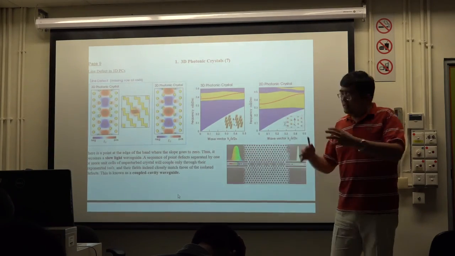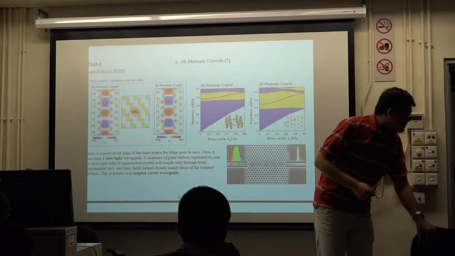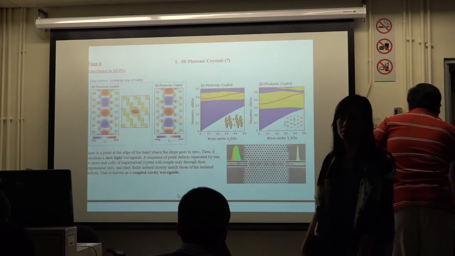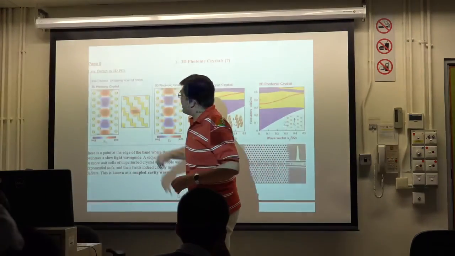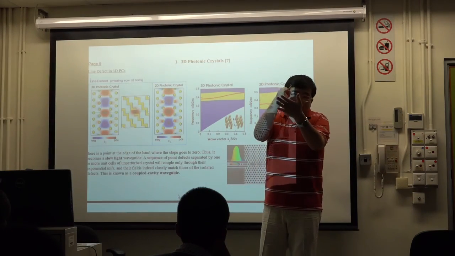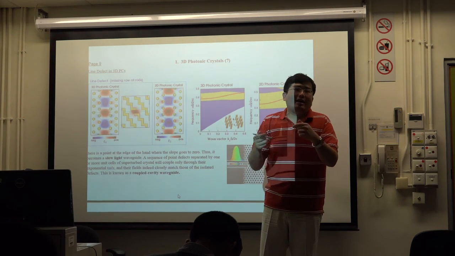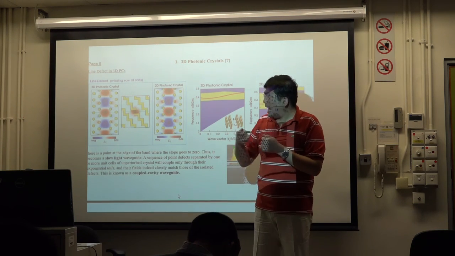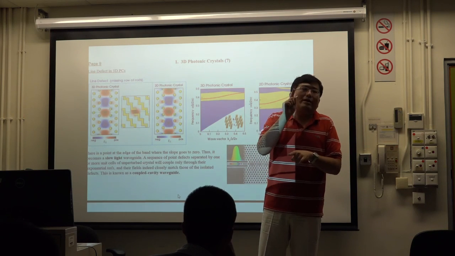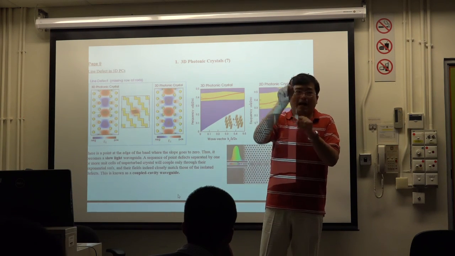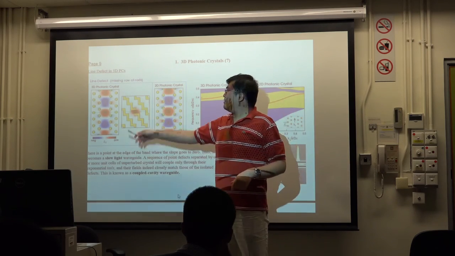For this line defect, for this 3D structure, when you remove one column, the wave will be confined. Maybe this column along Z, I remember, along the Z direction. This is still confined along the X and Y directions. I just remove one column. So this is a line defect.